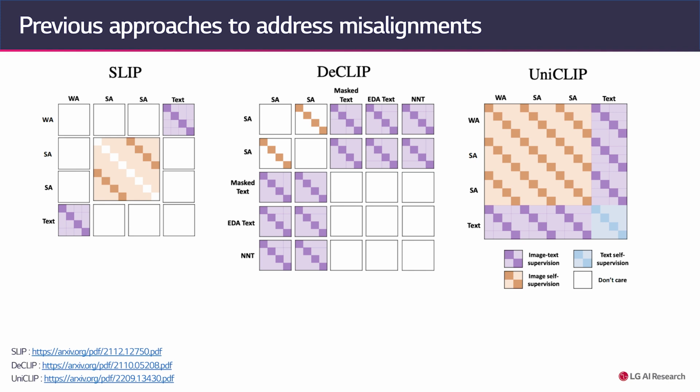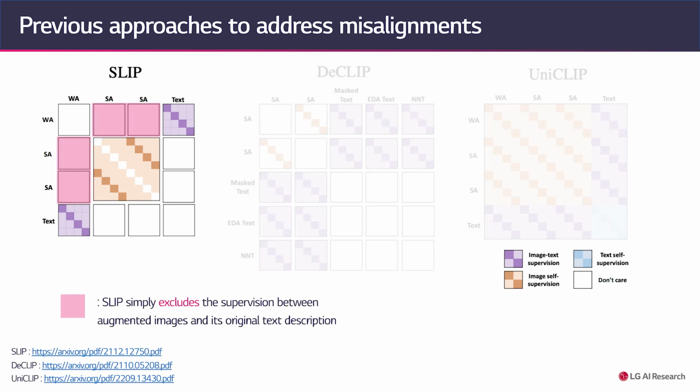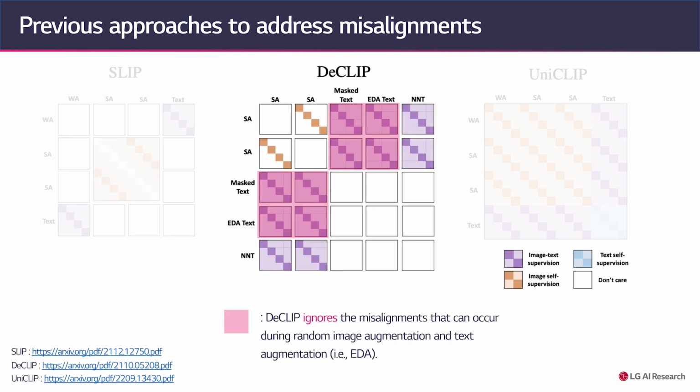Previous works in the literature have dealt with this issue in different ways. First, SLIP excluded the supervision between augmented image and its text counterpart, conducting only self-supervision with the augmented image in a separately projected space. This method left a lot of room for improvement in terms of data efficiency. Next, while DeCLIP considered the supervision between augmented images and text pairs, it didn't deal with the negative impact of the misalignments during training at all. Therefore, despite the huge training burden added, it led to suboptimal improvement in performance.